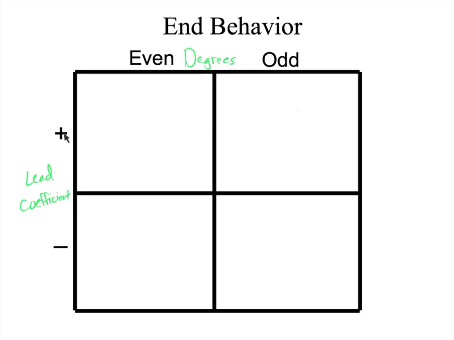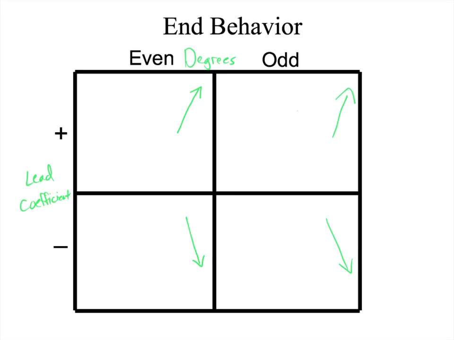So for a positive lead coefficient and an even degree, well, let's first look at positive versus negative lead coefficients. If there is a positive lead coefficient, what you should know is on the right side of the graph, it should be going up. But if it's a negative lead coefficient, it'll be going down. So for both of these, on the right side, that's what it looks like. If it's positive, as it goes to the right, as it goes to positive infinity, both of these are going to be going up. But if it's negative, they're going to be going down.